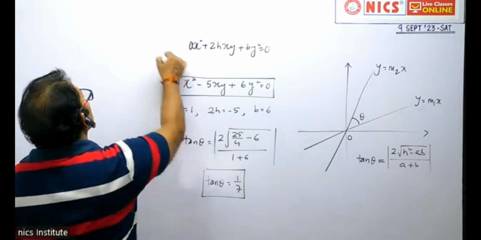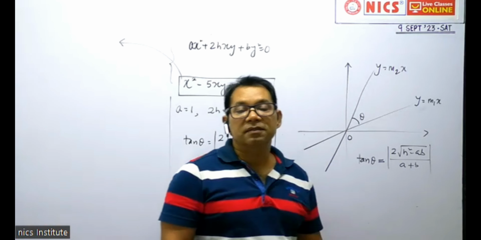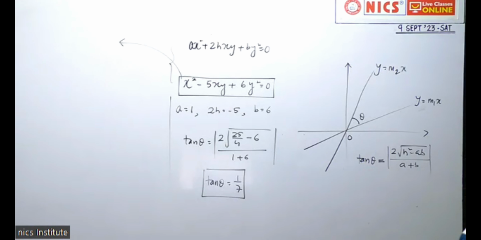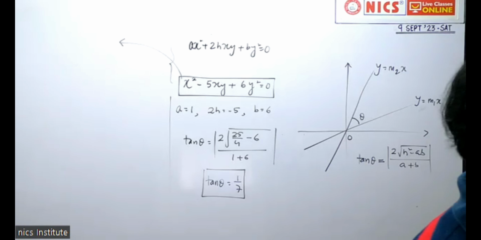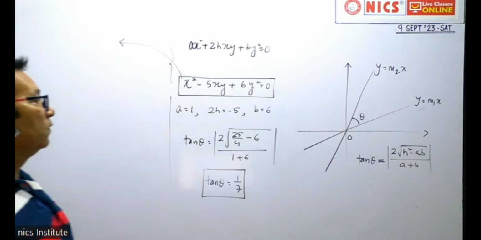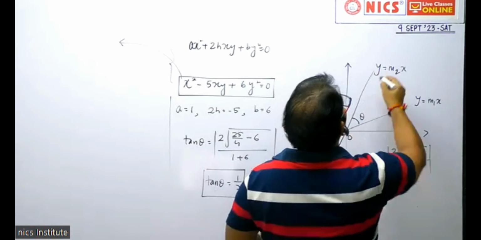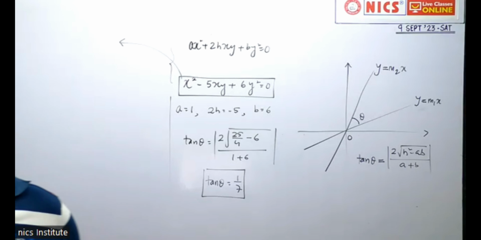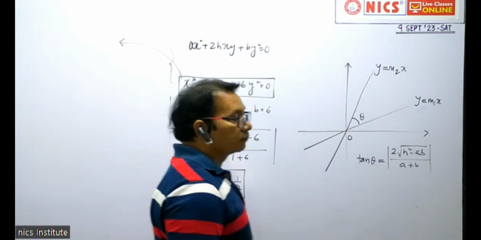My next question is, separate this combined equation into two individual lines. We have the combined equation of pair of straight lines, and now we are interested to separate this into two individual lines. And these two individual lines would be of this kind, because any line which passes through origin does not have a constant term, right? To separate these into two individual lines, either by D method or by middle term split, whatever method you want to use. Try.